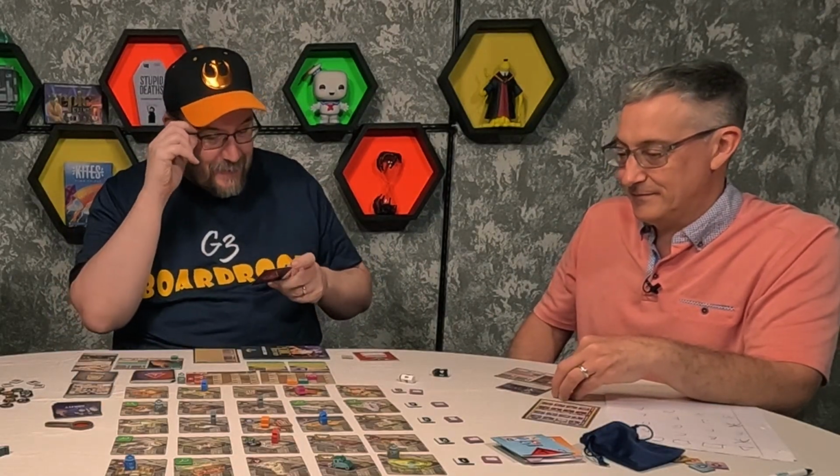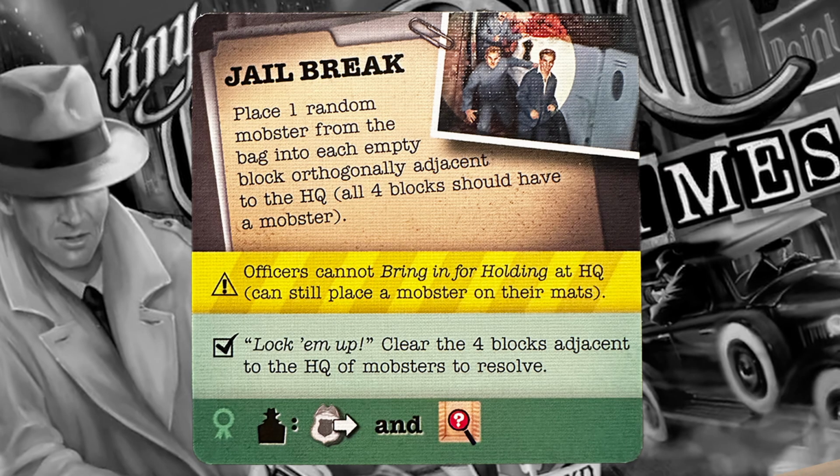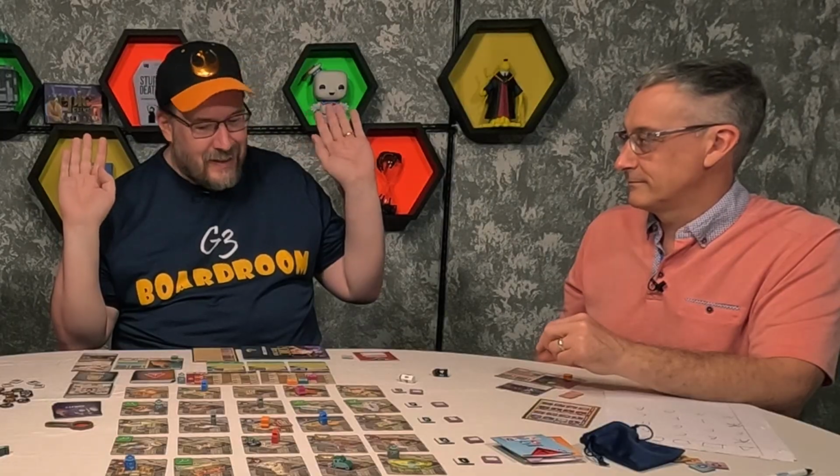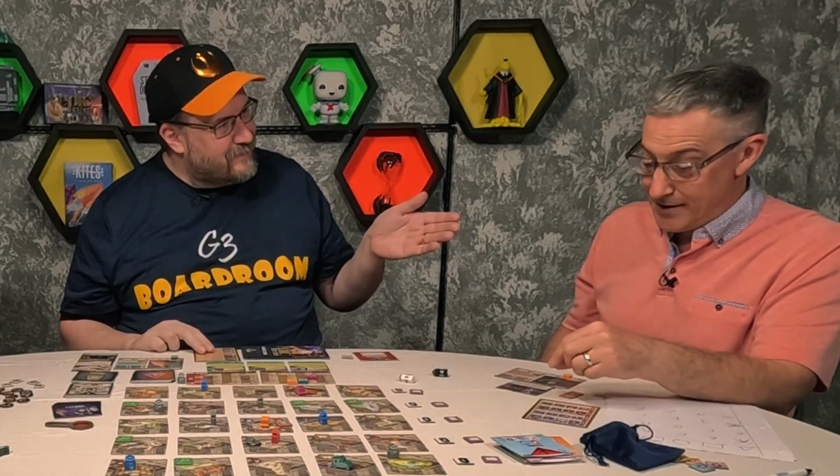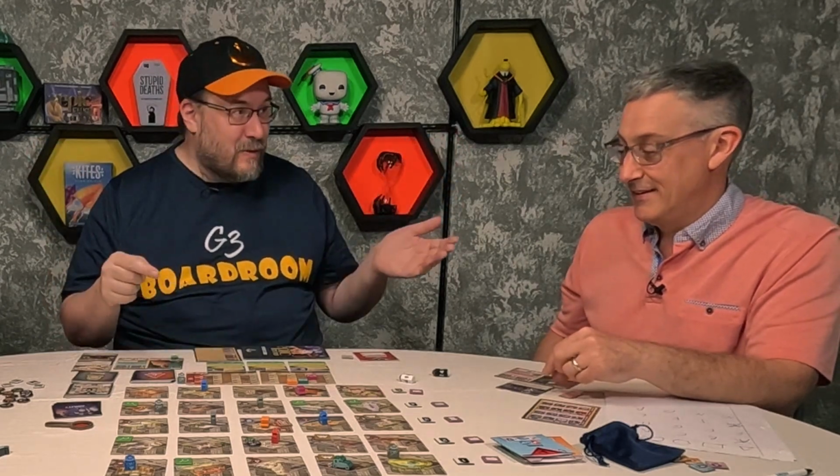Because while this is in play, officers cannot bring in for holding at HQ and still place the mobster on their mat. You can grab one and put it on your mat, and then lock them up is clear the 4 blocks adjacent to the HQ of mobsters. Now, since you are right there, you could just use that one call for backup action, take them all off the board, and that event would be resolved.